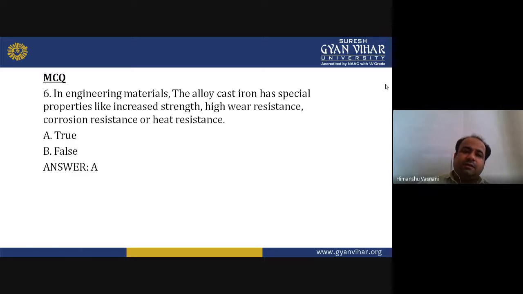Now, in engineering materials, the alloy cast iron has special properties like increased strength, high wear resistance, corrosion resistance or heat resistance. So, is it true or false? The answer is true.